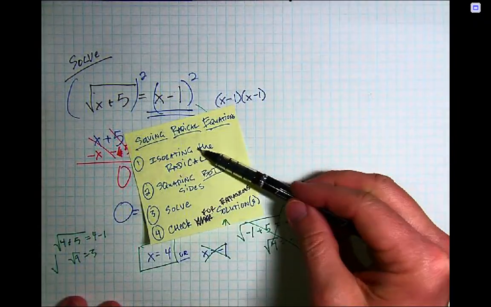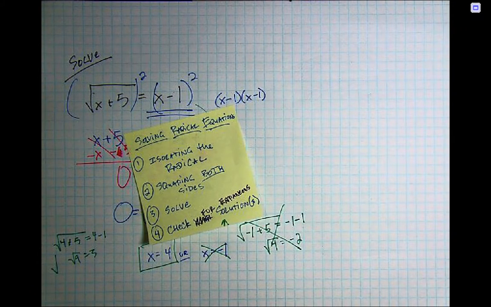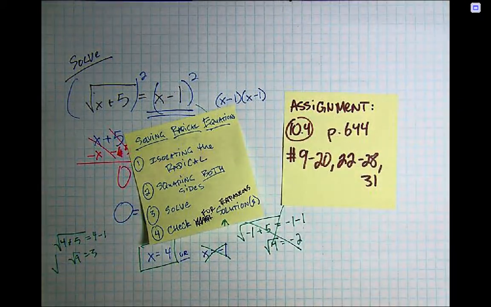So, it's not too difficult to solve radical equations. We're just going to isolate the radical, square both sides, solve, and then check to make sure we don't get fooled and tricked. And if we do all that, we'll be in good shape. And that's it for section 10.4.